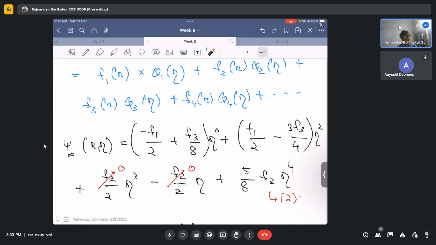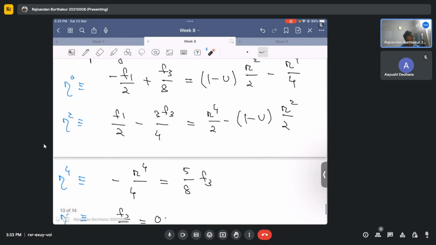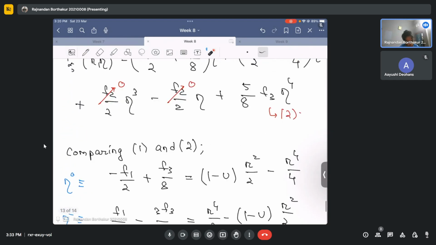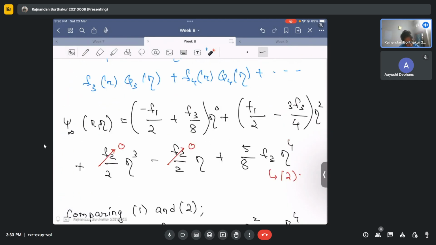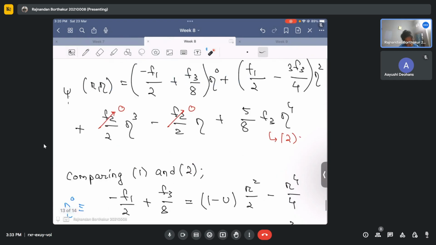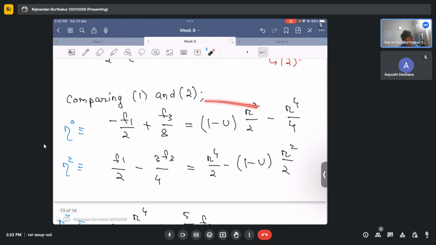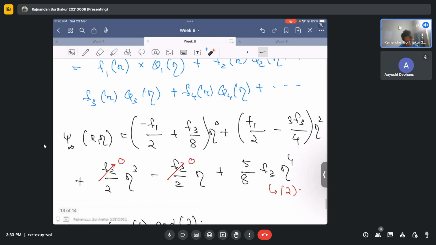All right. So what we now need to do is evaluate this f1 and f3 basically. So we now need to evaluate this f1 and f3 from these available equations. One is this, which is this equation.